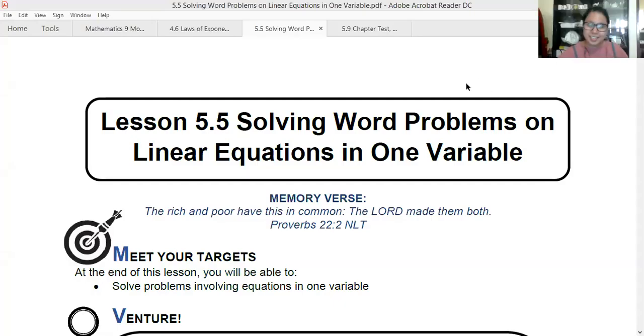Our lesson today is about solving word problems on linear equations in one variable. And our memory verse is found in Proverbs 22, verse 2.